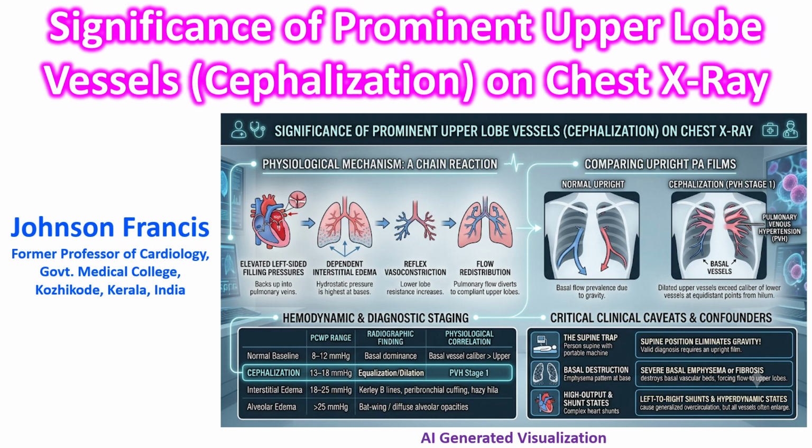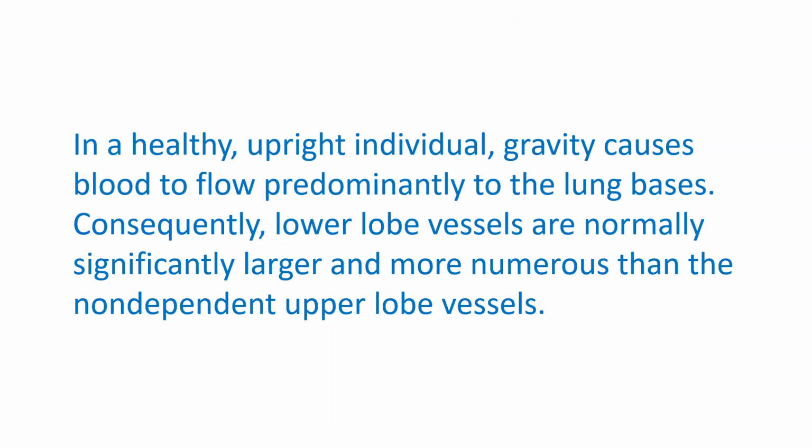Prominent upper lobe vessels on a chest X-ray, a phenomenon clinically termed cephalization or redistribution, is the hallmark radiographic sign of pulmonary venous hypertension. In a healthy upright individual, gravity causes blood to flow predominantly to the lung bases. Consequently, lower lobe vessels are normally significantly larger and more numerous than the non-dependent upper lobe vessels.